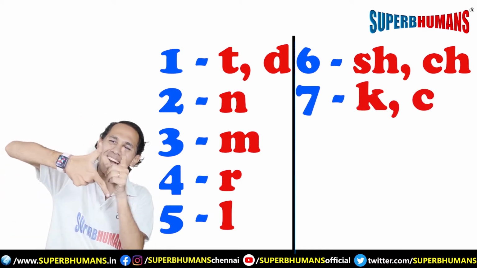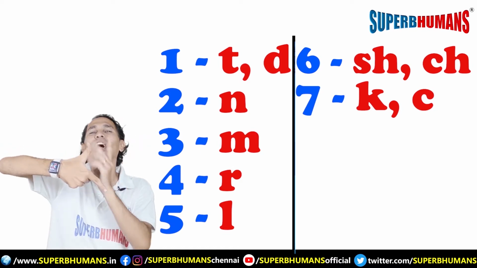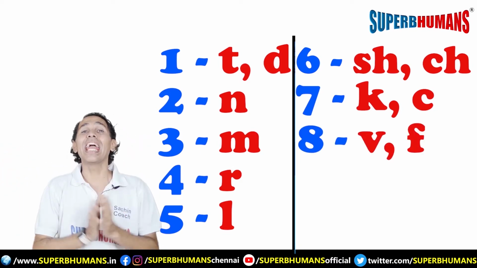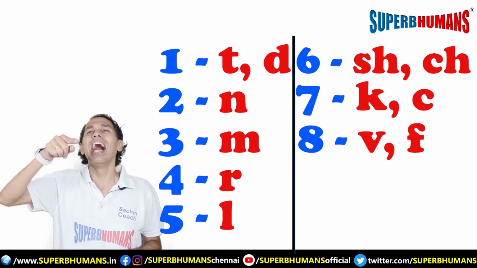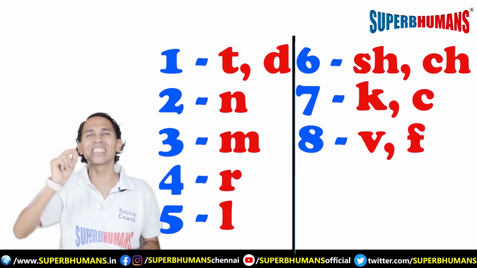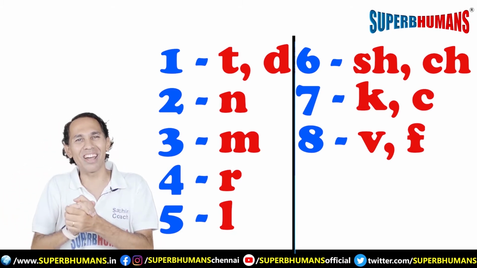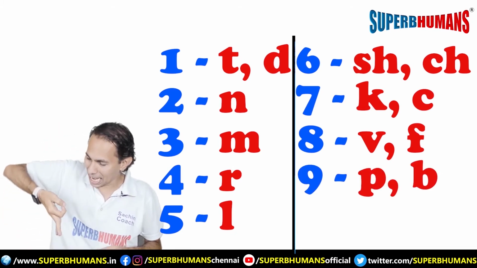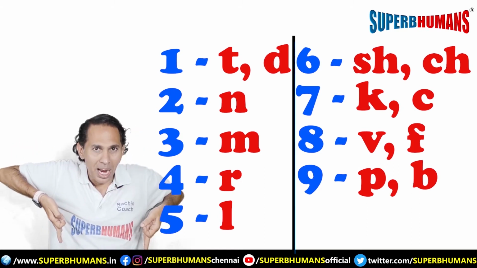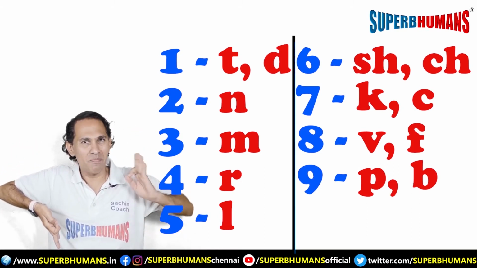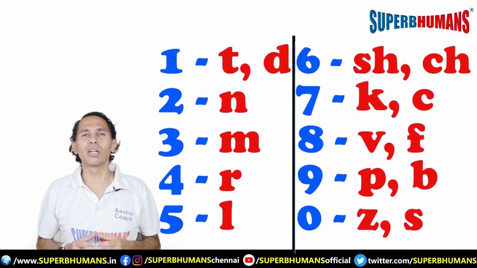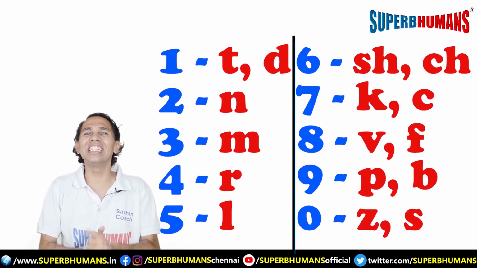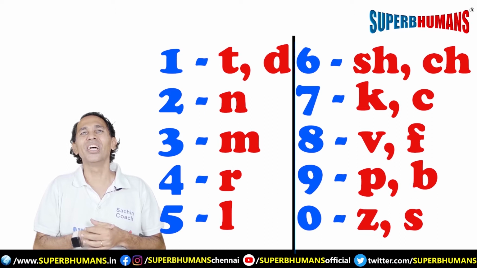7, when we put a stick behind it, would look like a K or also like a C. 8. If we draw an 8, we can see there is a small tiny V in the middle, and it also has a very similar shape to a small letter F. And then 9. 9 is like this. It is also P and B. 0. The first alphabet of the word 0 is Z, and in Hindi the word 0 means Shunya, and that is S, stands for Shunya.